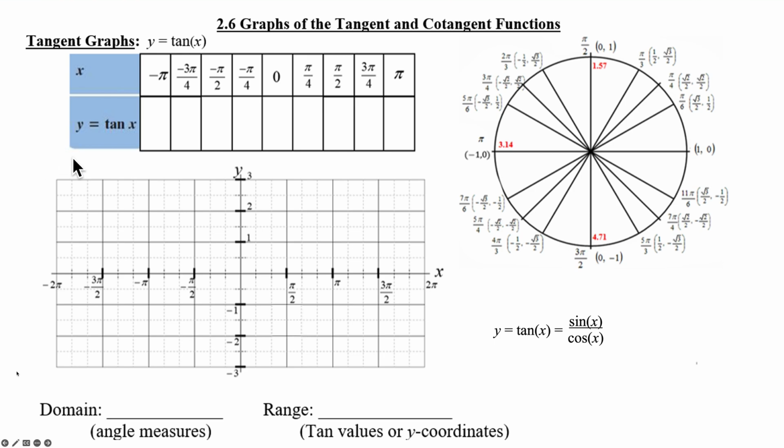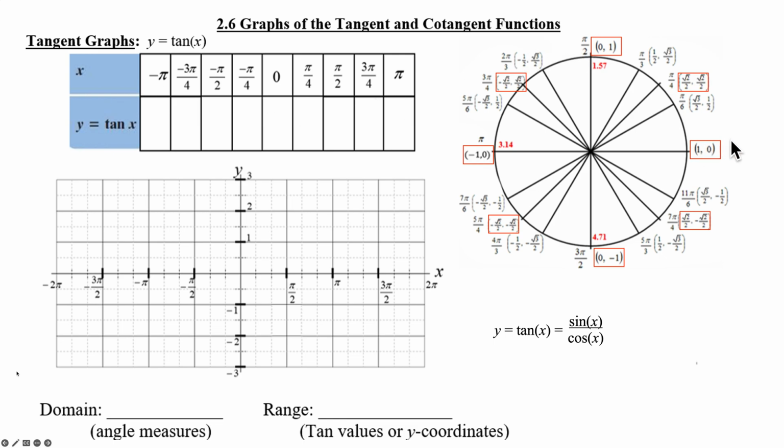All right, welcome to section 2.6. We're going to graph tangent of x, and we know tangent of x is sine of x over cosine of x. So the coordinates that I want here are all the 1, 0s, and 0, 1s, those right there, and I want the pi over 4s because the values are the same, and since we're dividing, that's going to create 1s and negative 1s. So those are the ones we want.